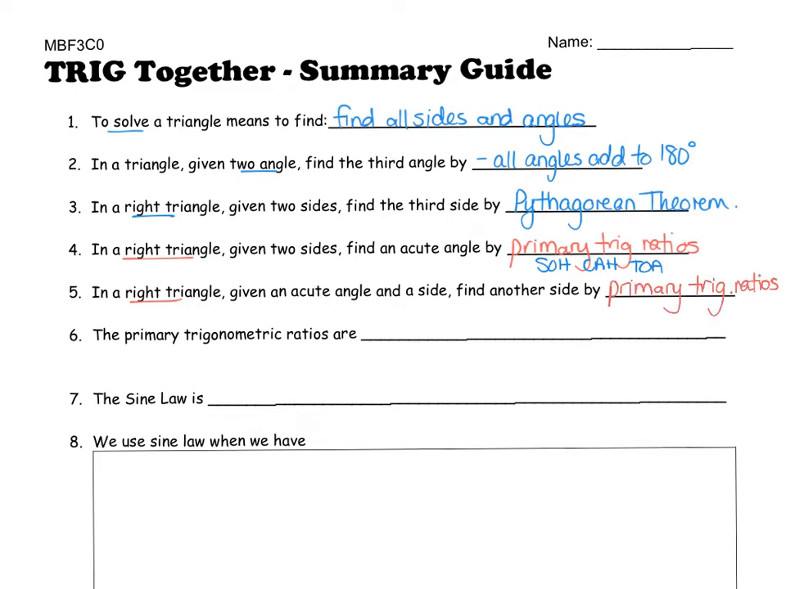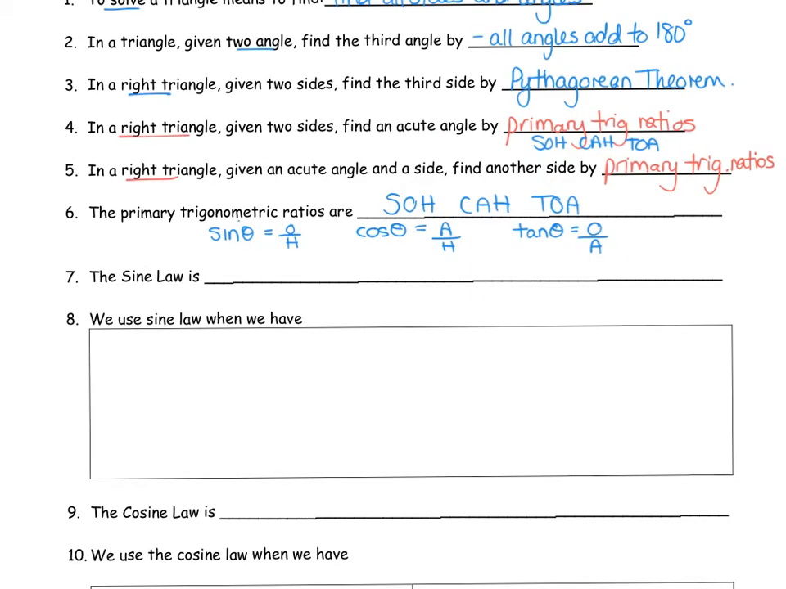We remember the primary trig ratios by using this acronym, SOHCAHTOA. The SO means sine of an angle theta equals opposite over hypotenuse. The CA is cos theta equals adjacent over hypotenuse, and the TOA means tan of an angle theta equals opposite over adjacent.